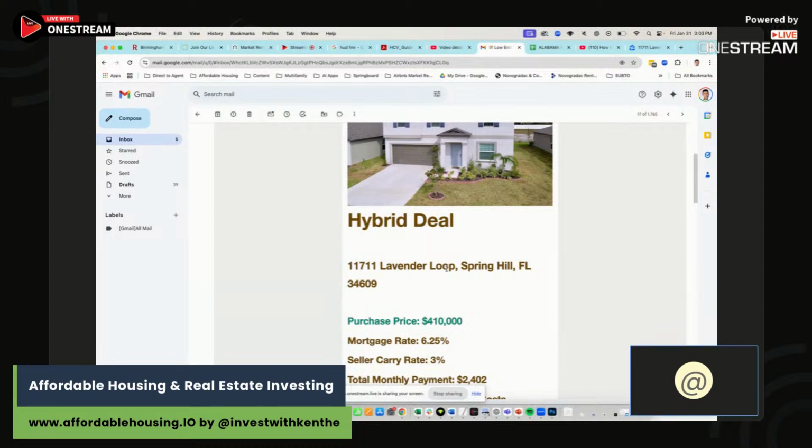Typically, why a seller might do this is because, one, they probably can't get the price that they're looking for if they were to sell it on the market conventionally because of how high mortgage rates are.